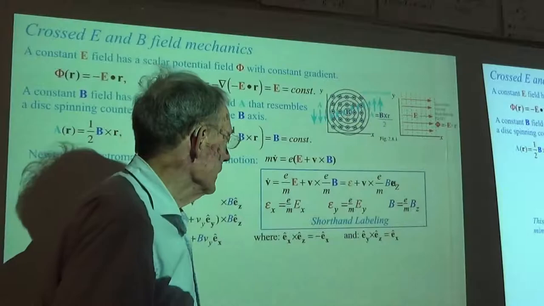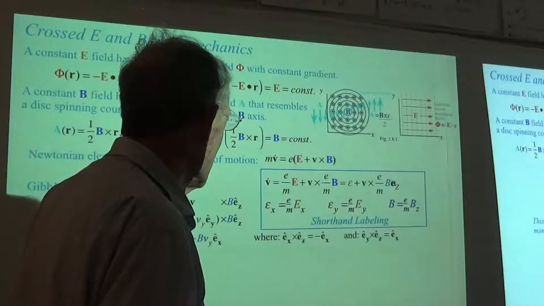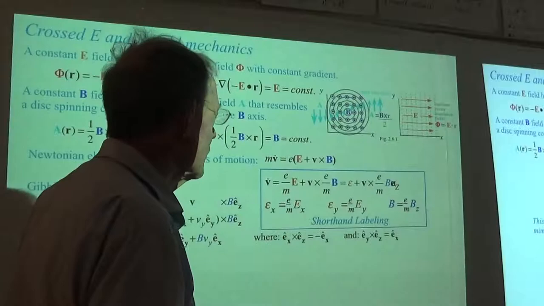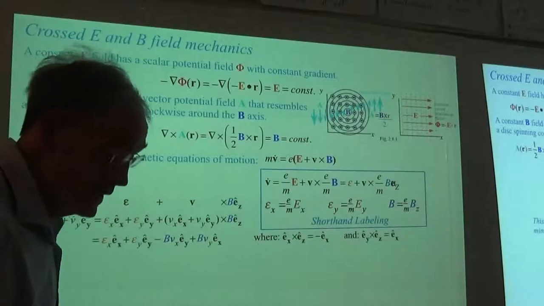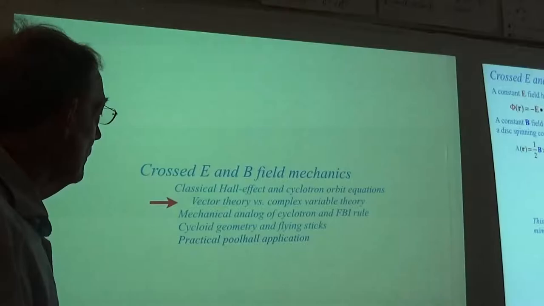Let's see, X, Y cross Z is EX, and EX cross Z is, I think this is going to be a Y. Yeah. True. Okay. Anyway, I'm going to abandon Gibbs. We spent some time on complex variables here.